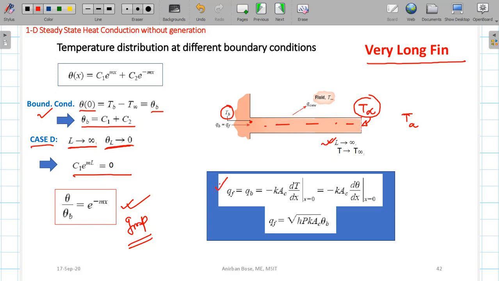Here also we can find out the Q fin in exactly a similar way. If you do this, you will get the final result that Q fin is equal to root over HP K AC into theta B. This is a very important formula. Try to remember the final expression for the Q fin and the temperature distribution for an infinitely long fin, and previously we have seen the same expressions for the insulated tip, which is also very important.